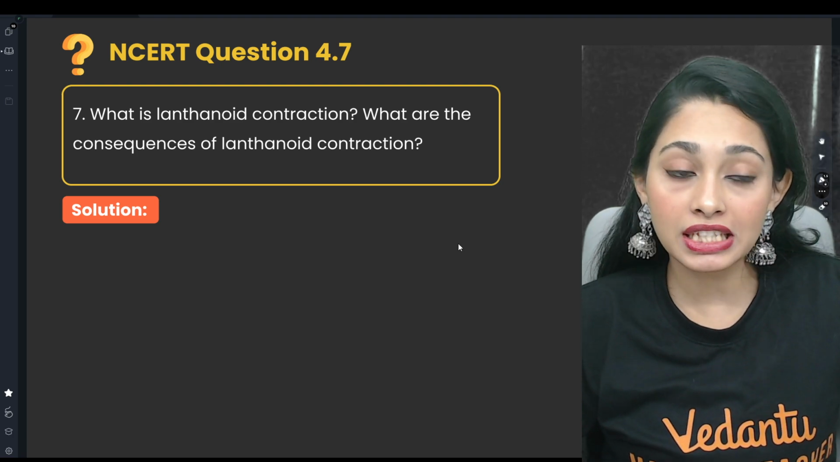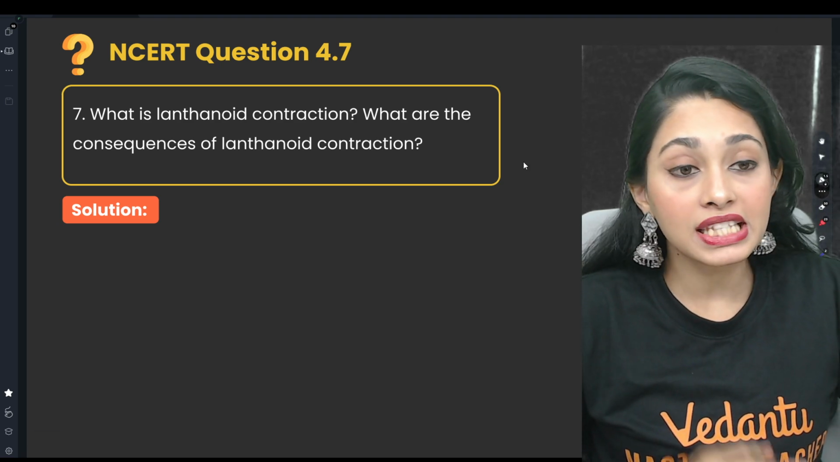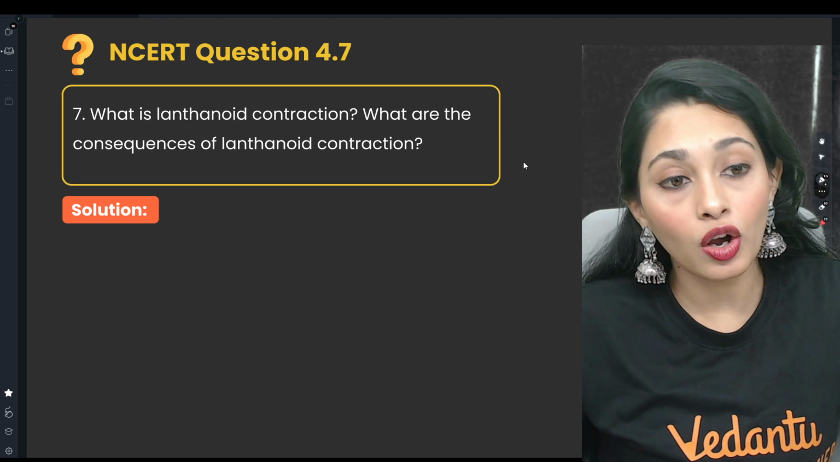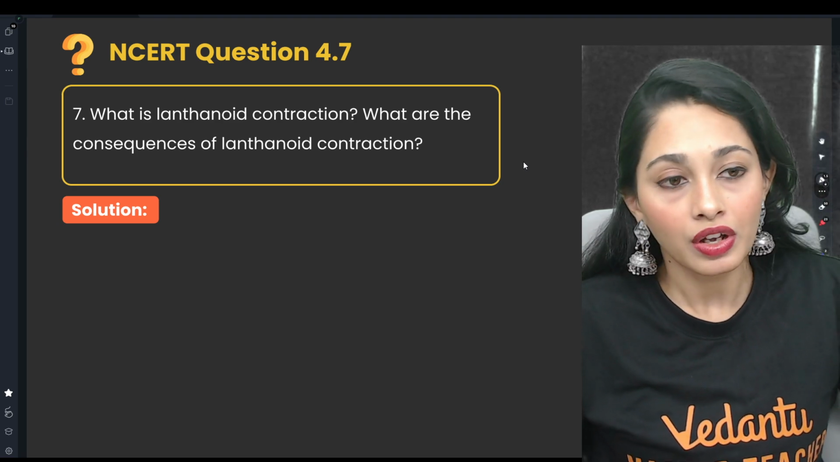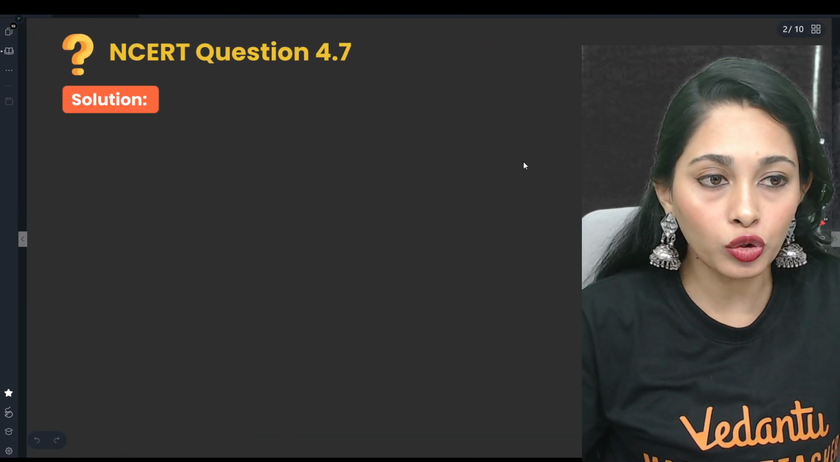We are going to discuss the 7th question from D and F block elements. What is lanthanoid contraction? What are the consequences of lanthanoid contraction? First, let's learn about what is lanthanoid contraction. Let me start with a new page here.